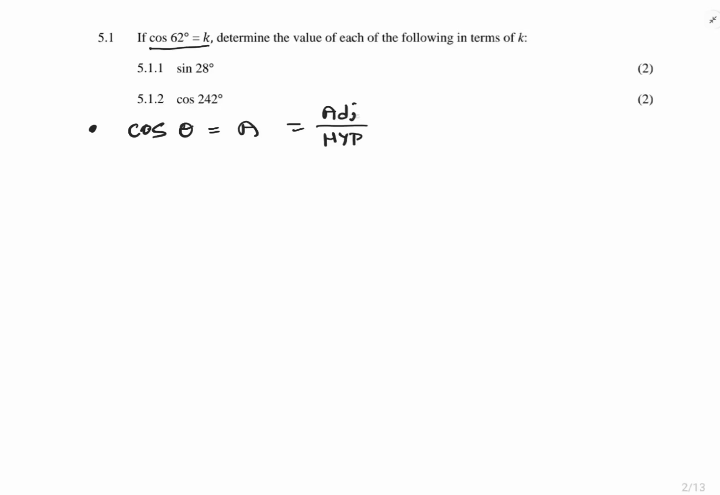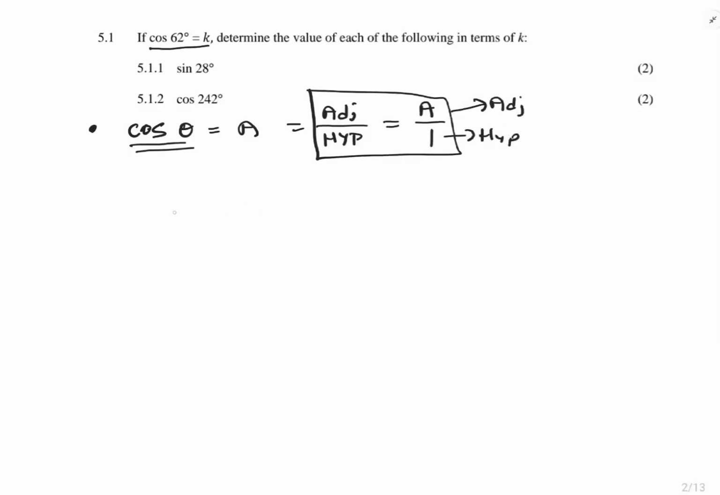Since we know that adjacent out of hypotenuse is cos theta, if they say cos theta is equal to a, how can we write this a in terms of a fraction? We can say a out of 1 is equal to a. Then, as we can see, we have written cos theta as an adjacent out of a hypotenuse. So our hypotenuse is going to be the value of 1 and our adjacent is going to be the value a.